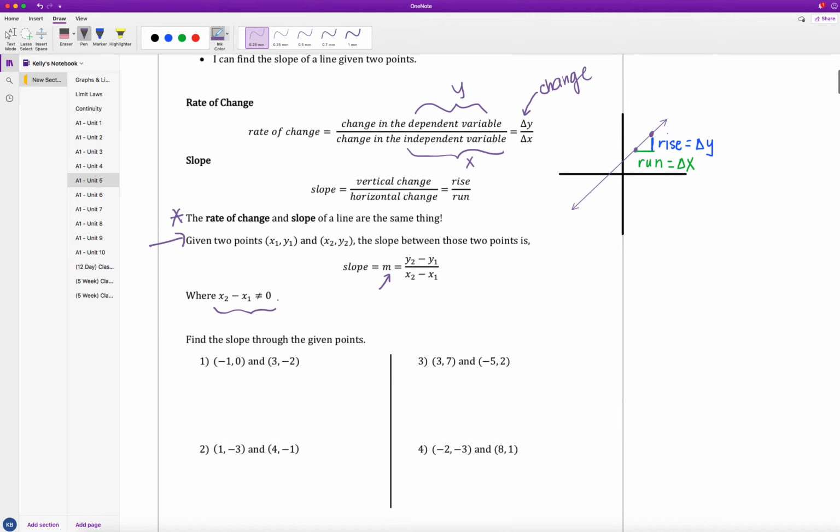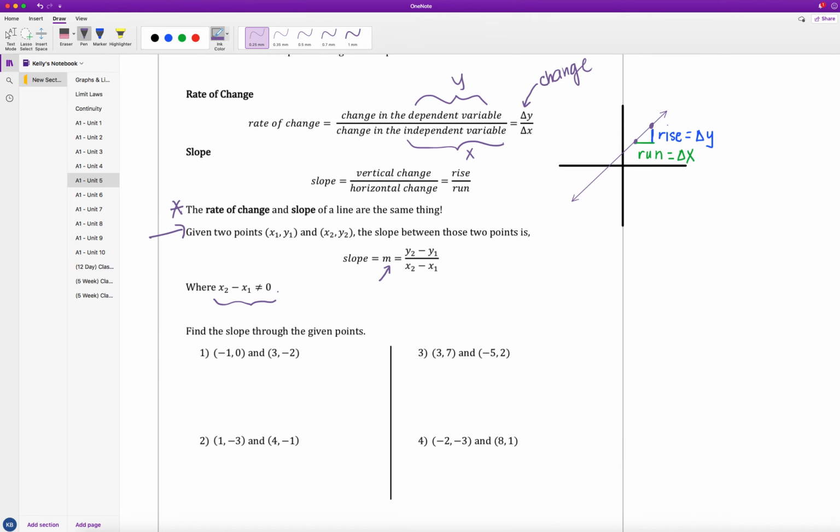Let's look at some examples about how to algebraically compute the slope given 2 points. So our instructions say, find the slope through the given points. In question 1, we have (-1, 0) and (3, -2). When we look at this in terms of our definition, we need to identify what our x1 and y1 are, and our x2 and y2. It doesn't matter which one I call which, but I need to make that choice. Since (-1, 0) comes first, I'm going to call that (x1, y1). And since our second point comes second in our list, I'll call that (x2, y2).